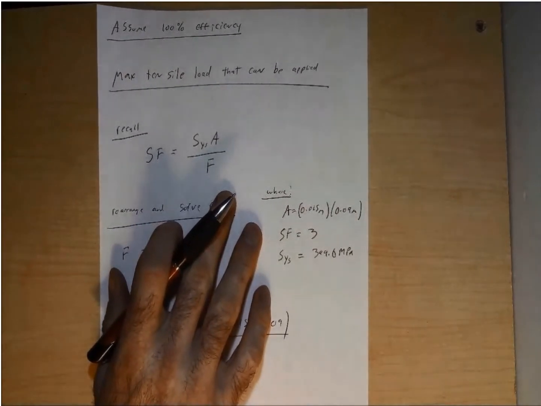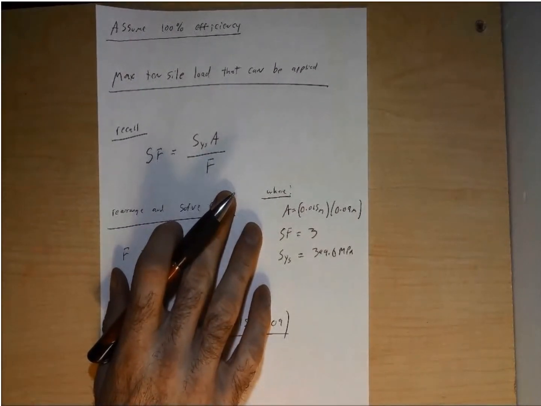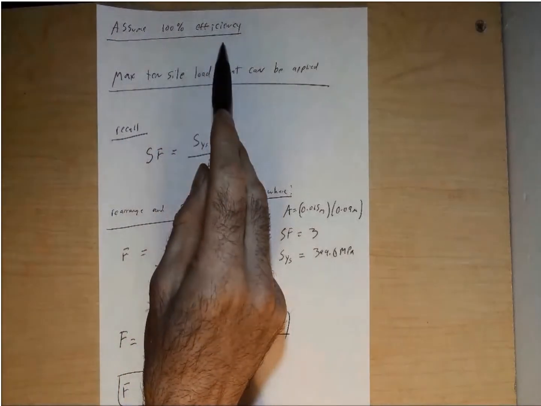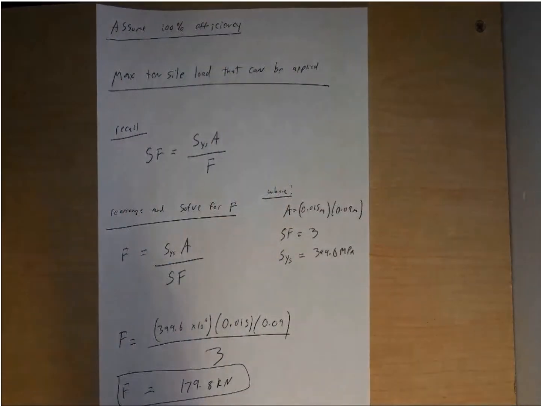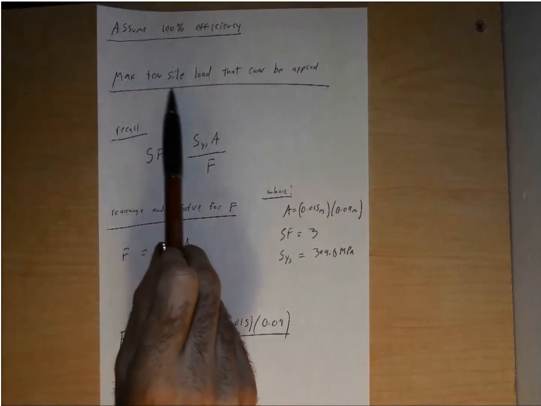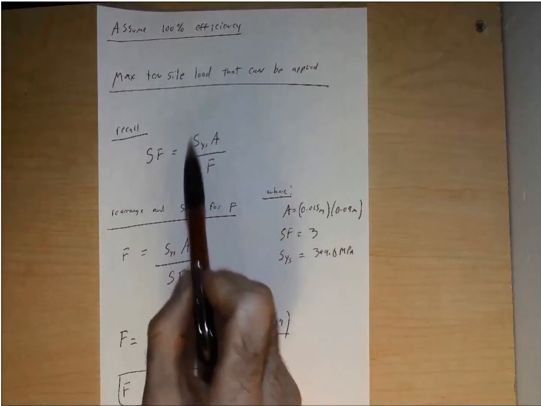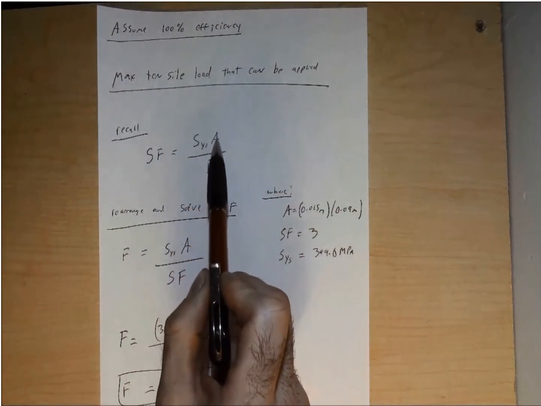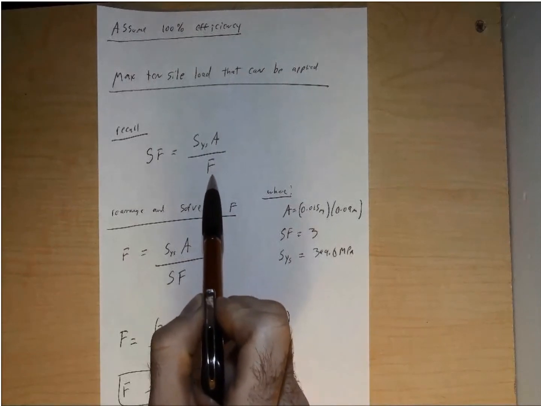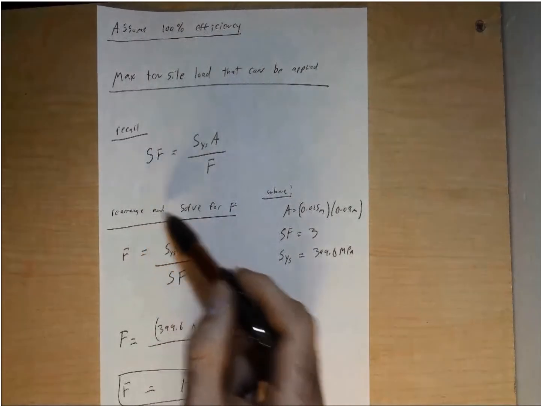So for the next step in our solution, we go back to our assumption where we assumed 100% efficiency based off of the problem statement. And now we want to find our max tensile load that can be applied with a safety factor of 3. So recall this relationship here for our safety factor. The safety factor is equal to our yield strength here times our area over the force, where we're looking for force. So what we want to do is rearrange and solve for F.